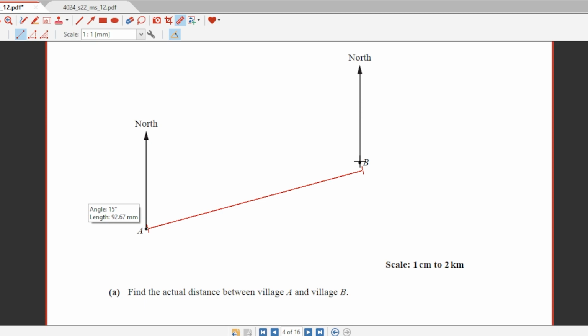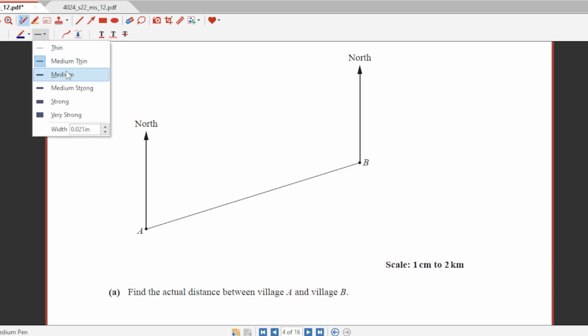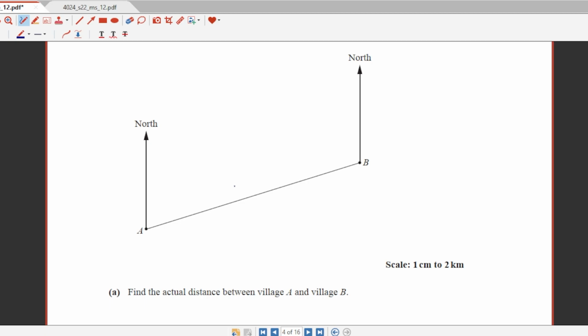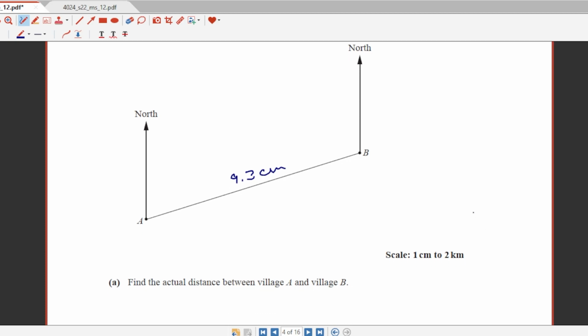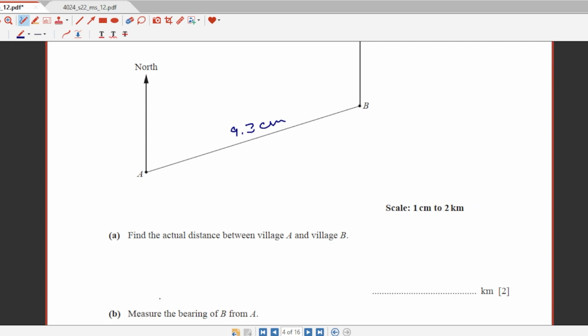distance on the paper, that is 9.3 centimeter. The distance between these 2 points is 9.3. I can draw the line. This is 9.3 centimeter. Then we need to convert this distance on the scale into the actual distance. 1 centimeter represents 2 kilometer.